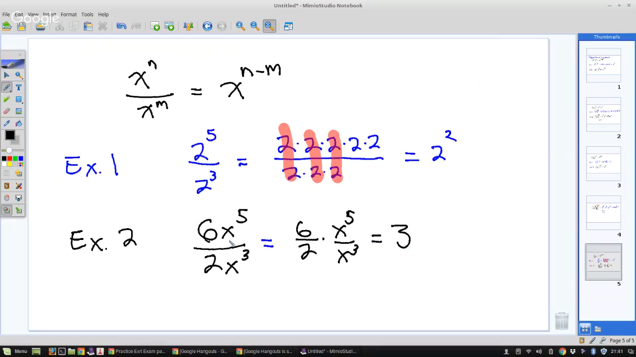And then the rule up here says if you have 2 powers with the same base, you write down the base and then subtract the powers. 5 minus 3 is going to be 2. So this expression can be more simply written as 3x squared.